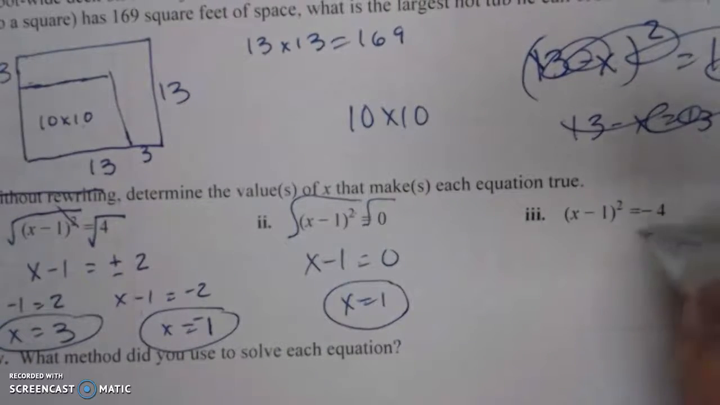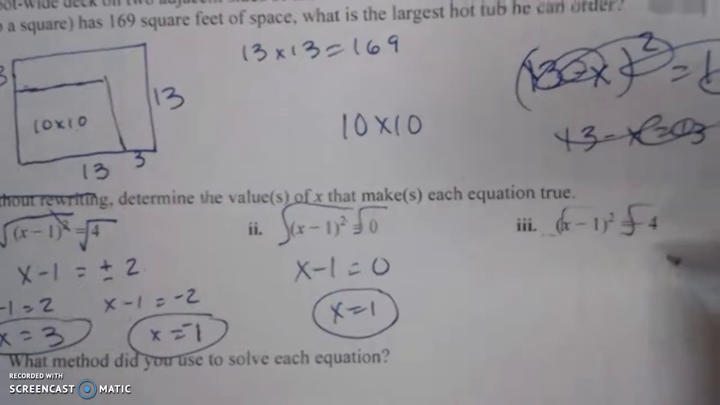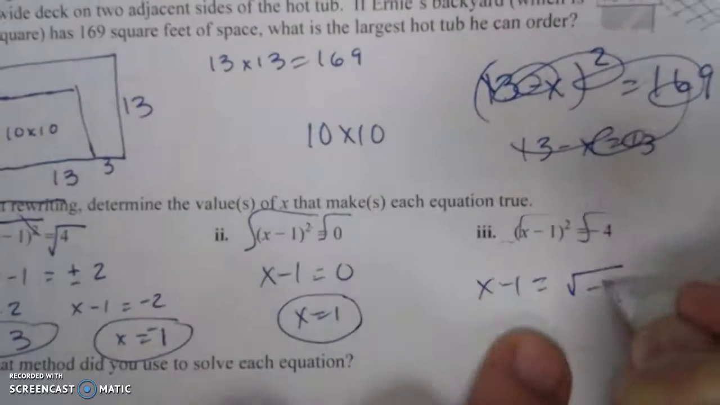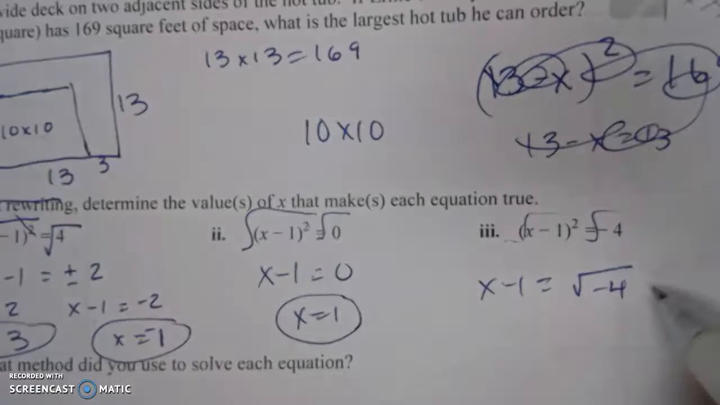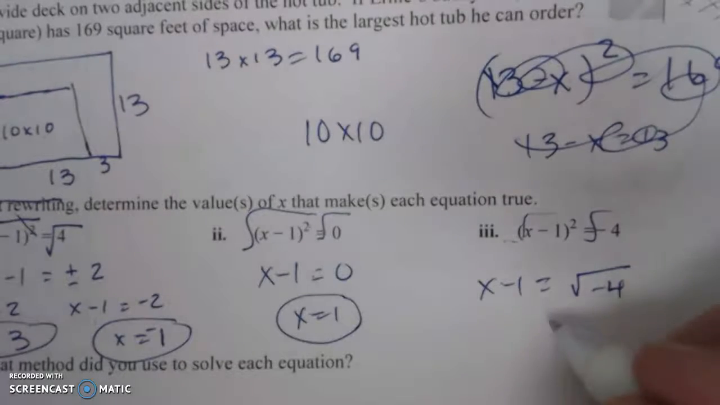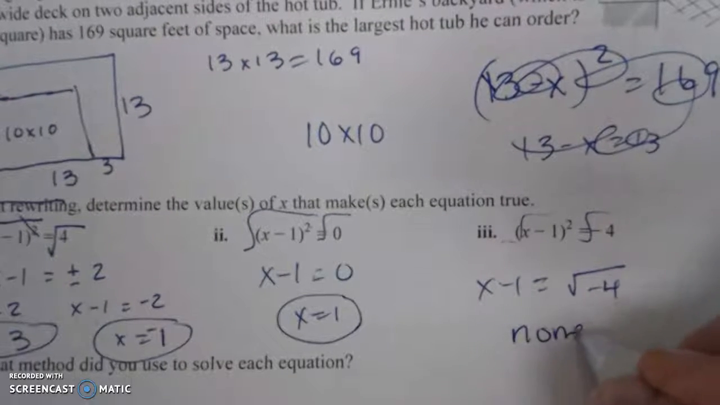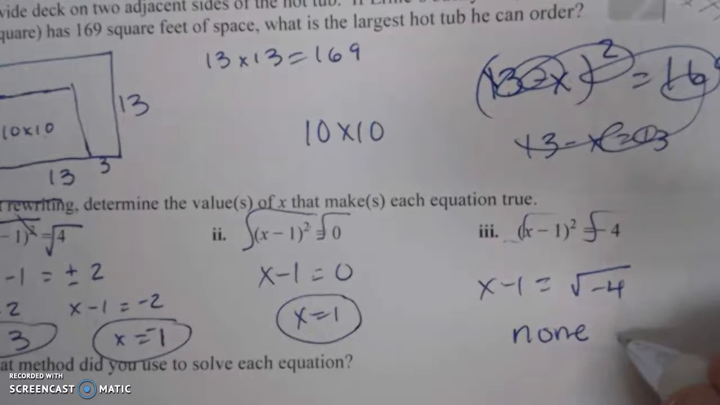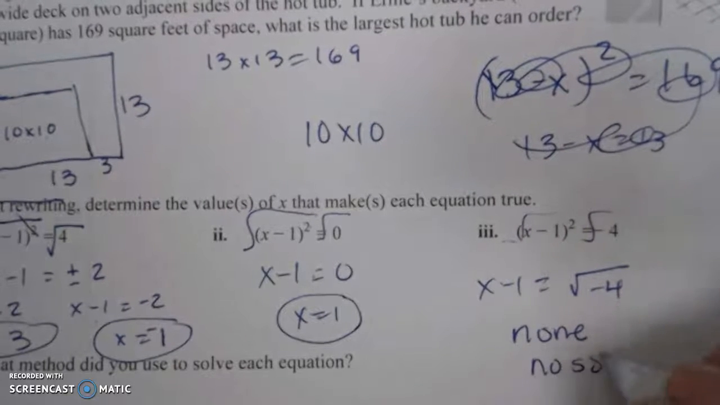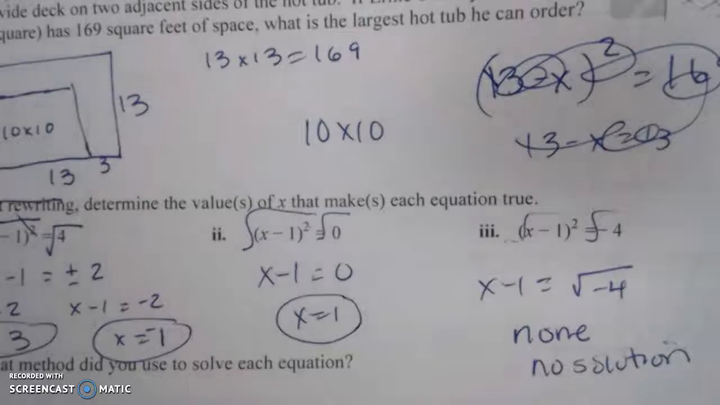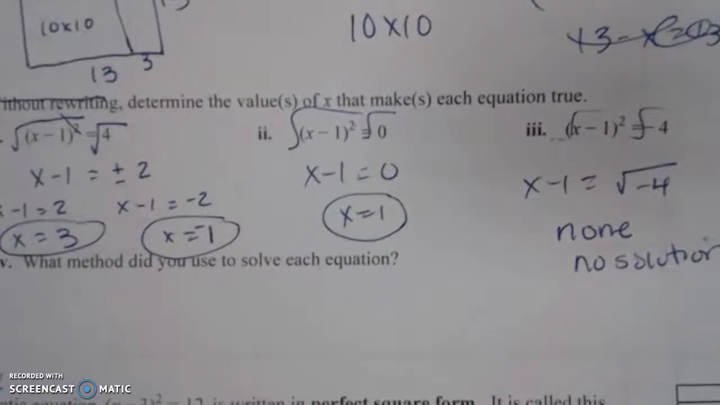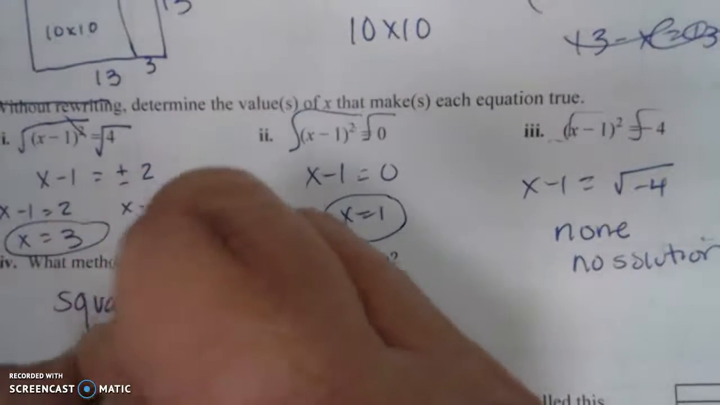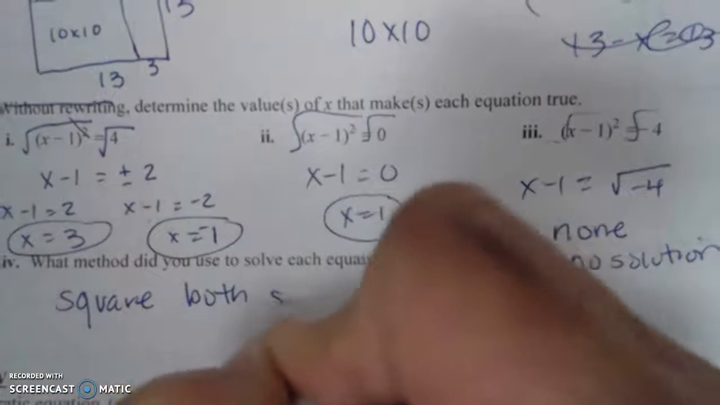And in this problem, I'm going to take the square root of both sides, and then I get x minus 1 equals, well, what is the square root of a negative number? What number times itself is going to give me a negative number? It does not exist. None. There's none. No answer. Okay? None or no solution. Probably a better way to write that. No solution. Right? So what method did we use to solve? We square rooted both sides.